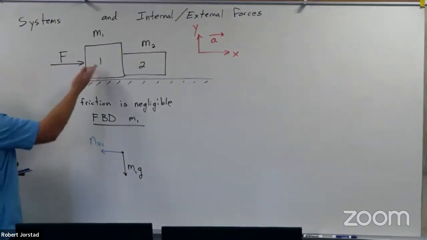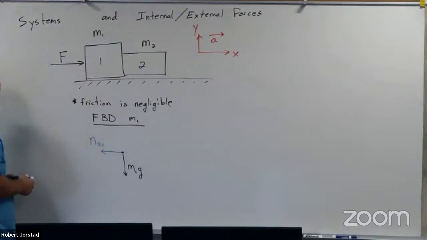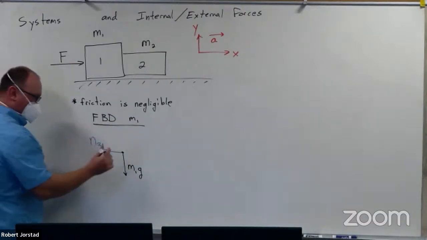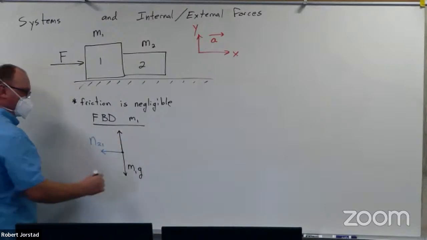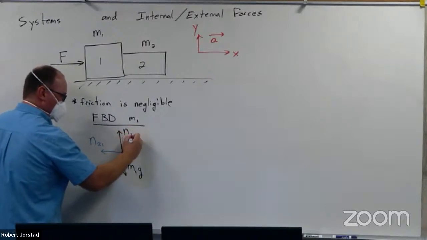What holds block 1 up? Why doesn't it fall into the center of the earth and burn up in a fiery lava death? Because of the normal force. We see there are different normal forces here, so we have to use subscripts. I'm going to call this one normal force 1.